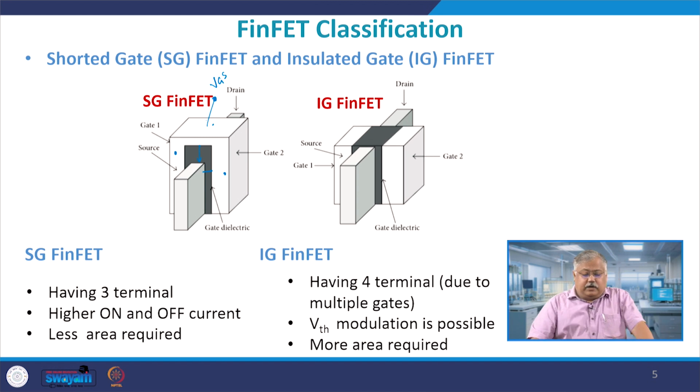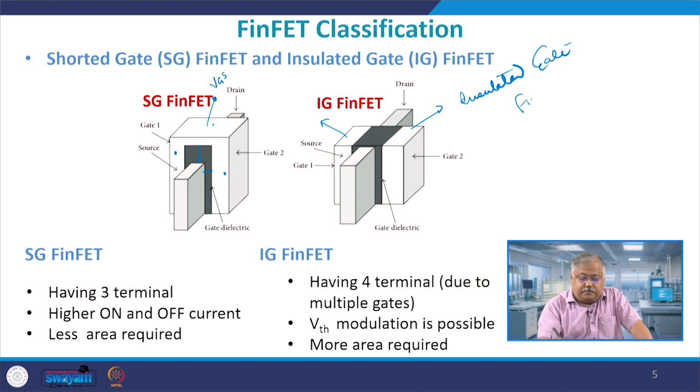However, if you look on the right hand side, I can give individual potentials to gate 1 and gate 2. This is known as an insulated gate FinFET, right. So I have a shorted gate FinFET and I have an insulated gate FinFET. The advantages and disadvantages both will have. As you can see here, a shorted gate will have 3 terminals, source, drain and one for gate, but an insulated gate will have source, drain, one terminal for gate 1 and another for gate 2.